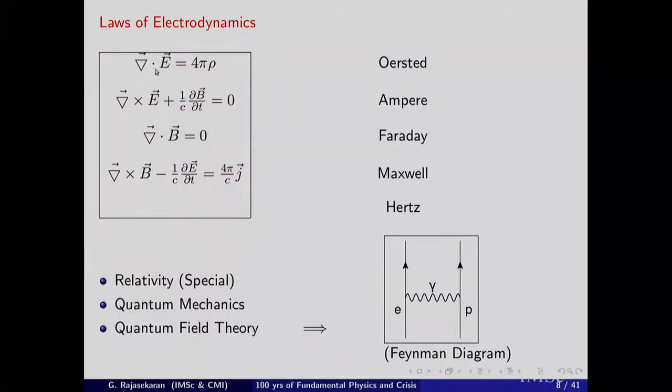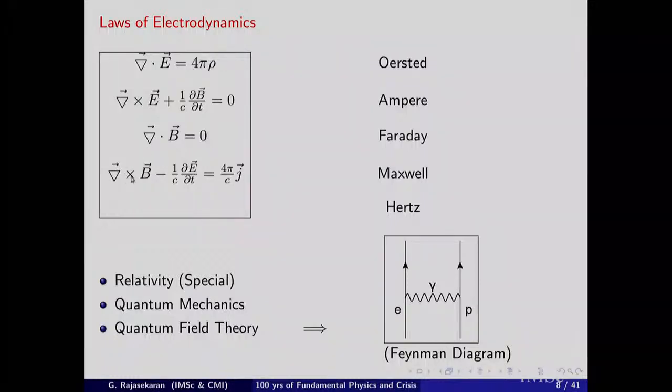This is the Gauss law, which tells you how to calculate the electric field given the charge. This is Faraday's law of induction, which tells you that when there is a time-varying magnetic field, there is an electric field generated. And if there is a piece of metal, a current will flow. That was Faraday's great discovery. This is the analog of the Gauss law for magnetic field. But there are no free magnetic charges, unlike electric field, and so the right hand side is zero.